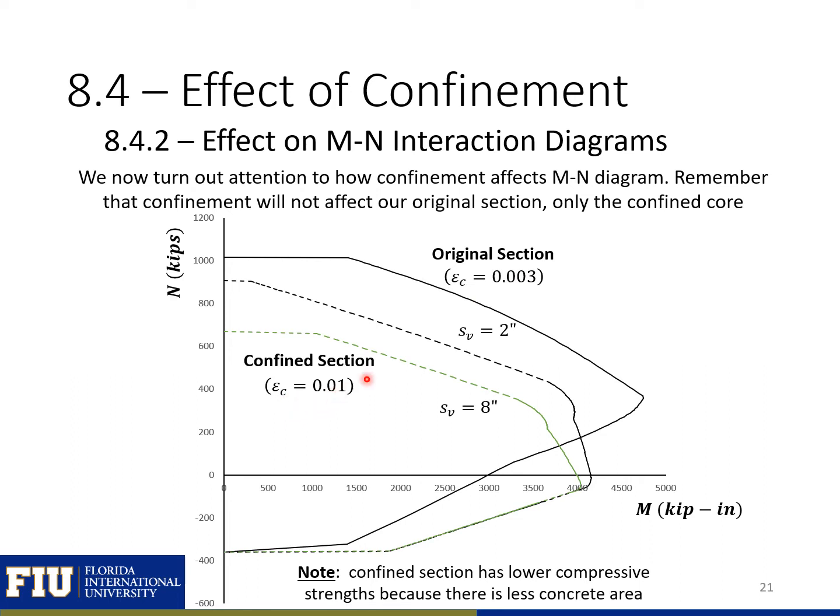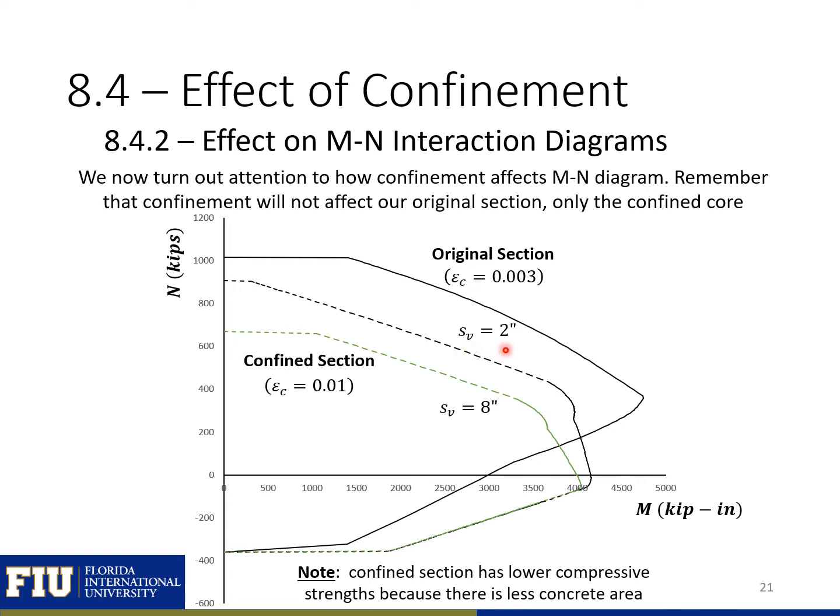So you can see that with our original section, we're going to have a greater capacity in compression than we do in our confined section. And that's just because in our original section, we have more concrete that's going to resist our compression loads. You can see that our spacing, though, when a smaller spacing is going to allow us to get a higher maximum concrete or confined concrete strength. So we'll have a larger capacity in the compression section when we have a spacing of 2 inches.